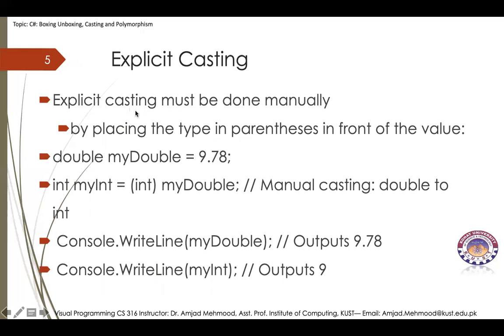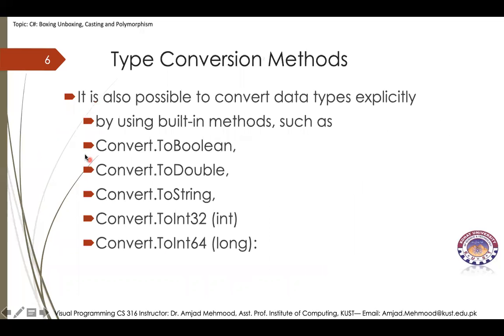So we have two types of casting: implicit casting and explicit casting. Implicit casting, the compiler will do automatically, but explicit casting, you have to do this step this way, taking the responsibility to convert the longer type to the smaller type. So you can do that. This is called explicit casting.